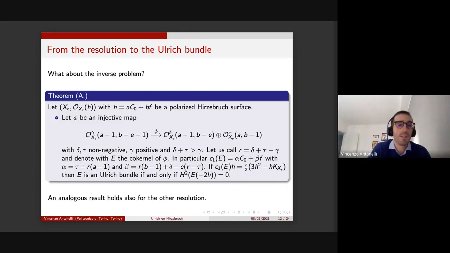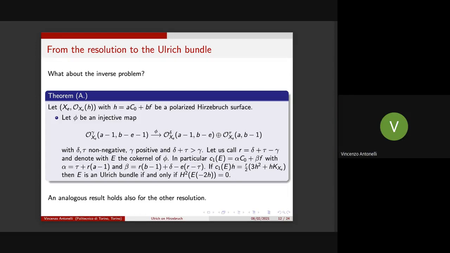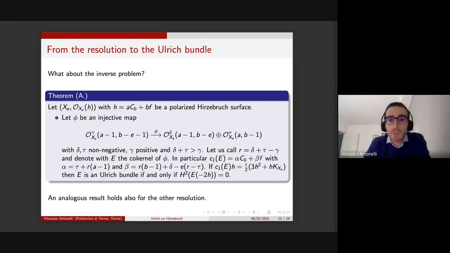And there is an analogous result also for the other resolution. So when you have the kernel, you have a similar result. On these two theorems, are there any questions? Okay, if you have any questions, just stop me at any point.